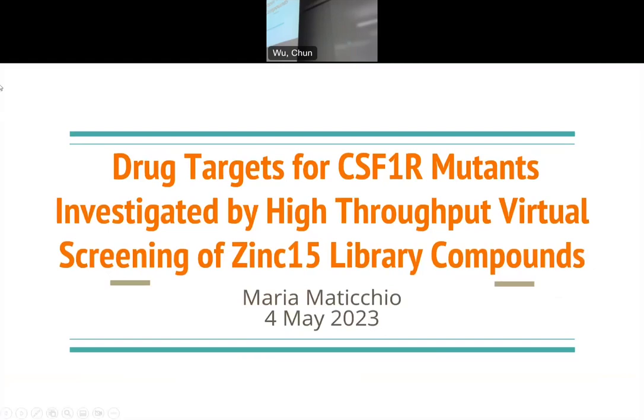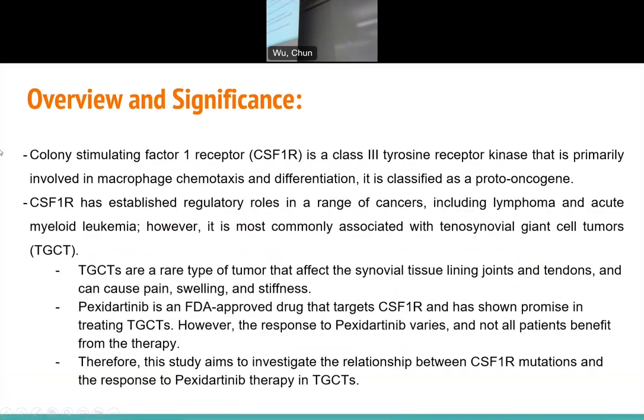Okay, so I'm doing drug targets for the CSF1R mutants investigated by high throughput virtual screenings of ZINC15 library compounds. A lot of my data was based off of the bioinformatics student. Colony stimulating factor 1 receptor, which is CSF1R, and that's what I'm going to be talking about the whole time, is a class 3 tyrosine receptor kinase that is involved in macrophage chemotaxis and differentiation.